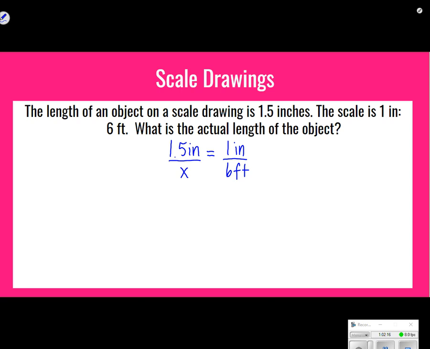So here's my scale. I set up my scale. This is kind of the backwards of what we were doing. Before we had both of these measurements and we were looking for part of the scale. Now we have the scale and we're looking for the measurement. So again, I do little over big, or the drawing over the actual object. I'm going to cross multiply and get x equals 1.5 times 6 is 9. So it's 9 feet.